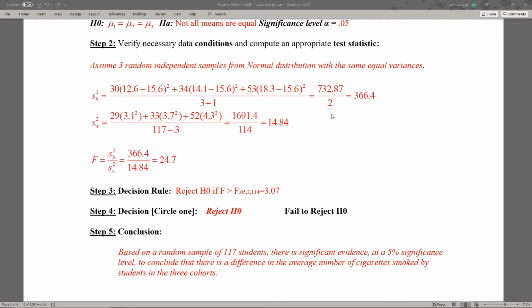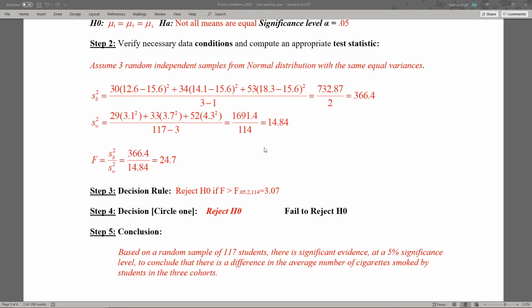This results in a value of 732.87 over 2, or 366.4. Next, we calculate the mean square within. This is the sum of the respective sample sizes minus 1 times the sample variances. It's then divided by the total sample size minus the number of groups, in this case 3. The result is 1,691.4 over 114, or 14.84.